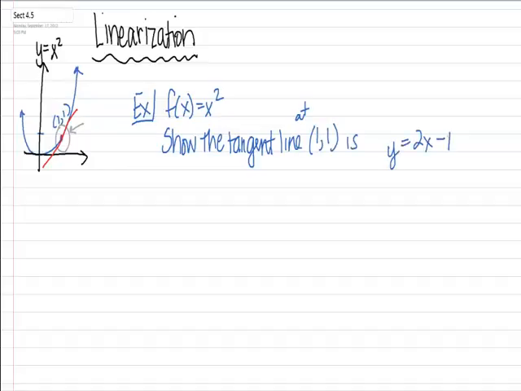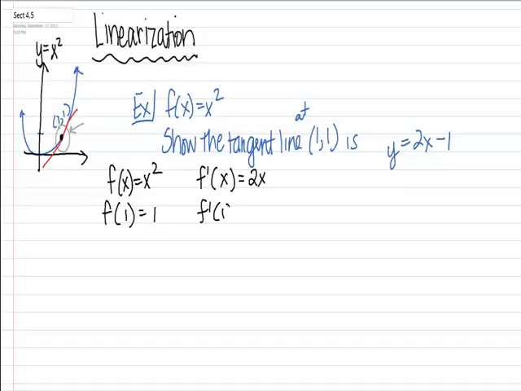Okay, so how do we approach this? Well, the first thing you've got to do is take your function and find out its x and y value at that point. So of course it's f of 1 equals 1. And we need to find the slope. So that means f prime of x, which is 2x. So f prime of 1 is going to be 2. So the slope at this point right here is going to be 2. The slope of the tangent line.